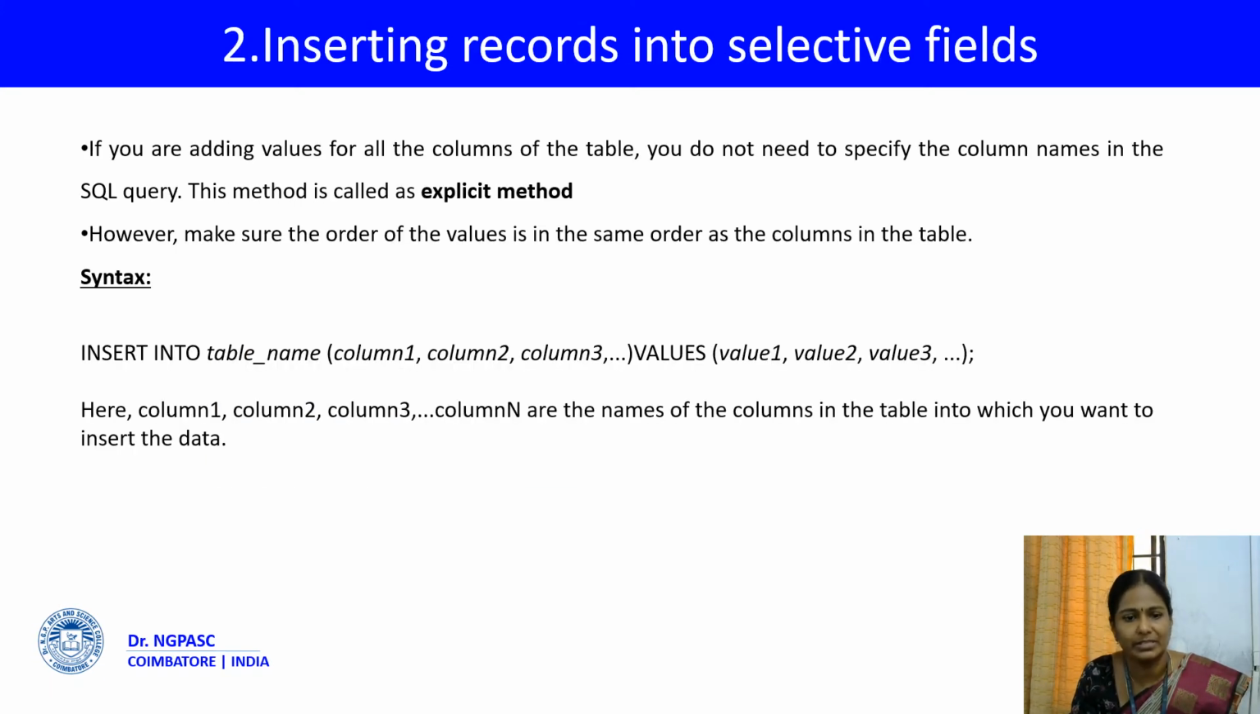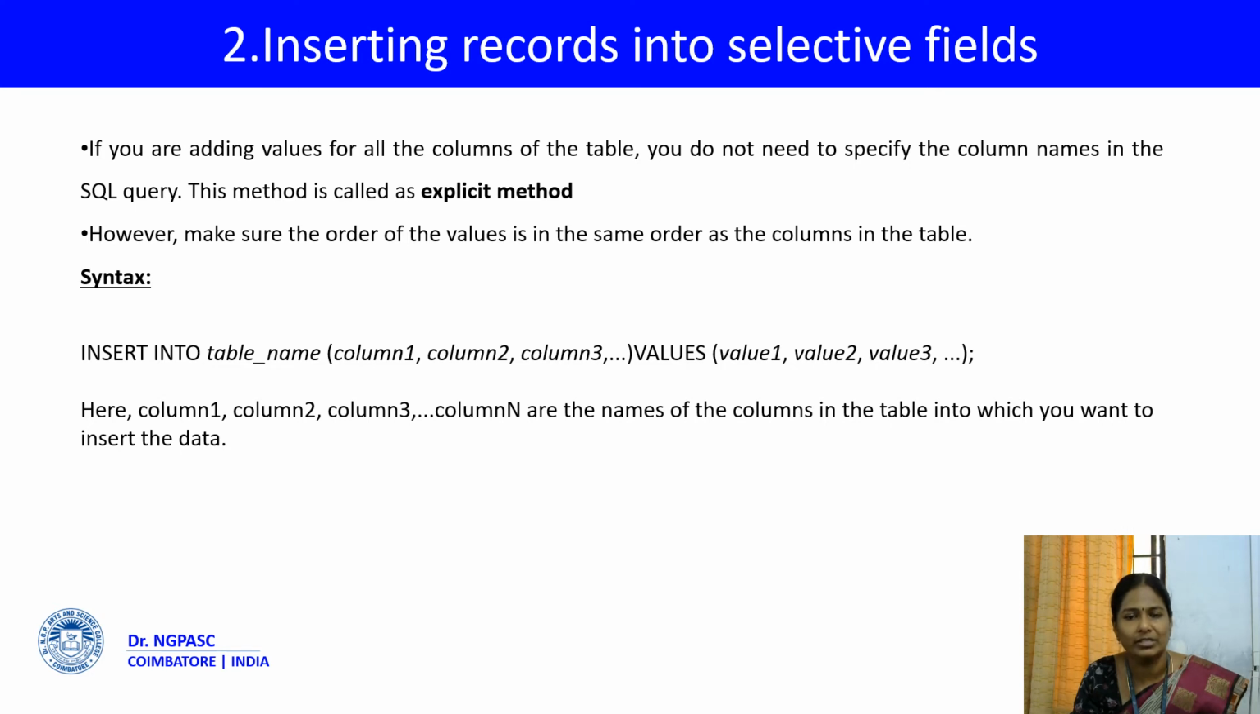Next concept is inserting records into selective fields. Here you can create 5 fields or 4 fields at the time of creating a table, and there is no need to insert values for all of them. Inserting a record into selective fields means it is possible to enter the value for a specific field. If you are adding values for all the columns of the table, you need not specify the column names in the query. This method is called the implicit method. However, make sure that the values are in the same order as the columns in the table.